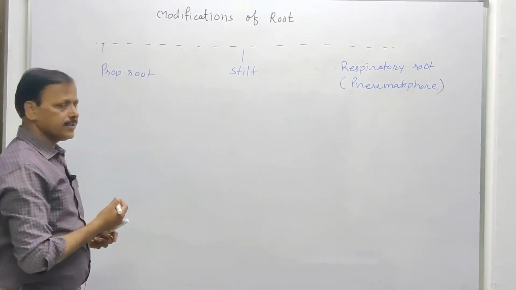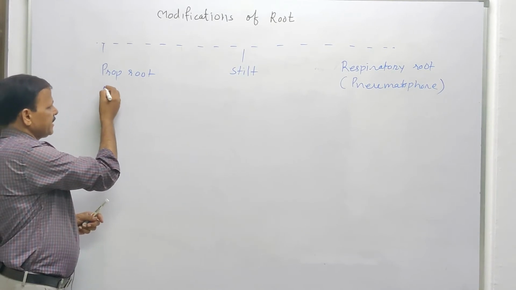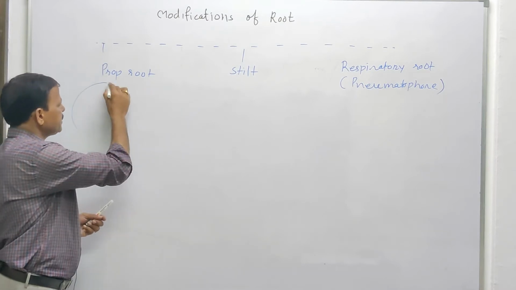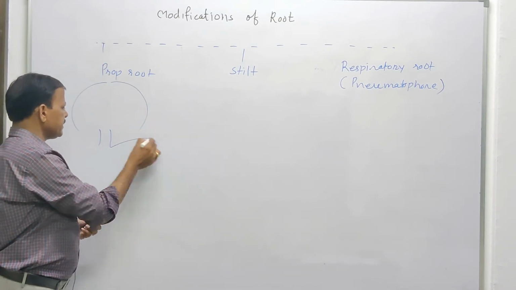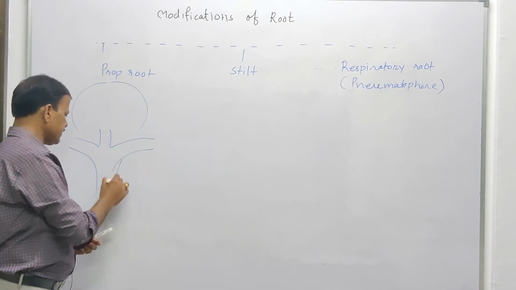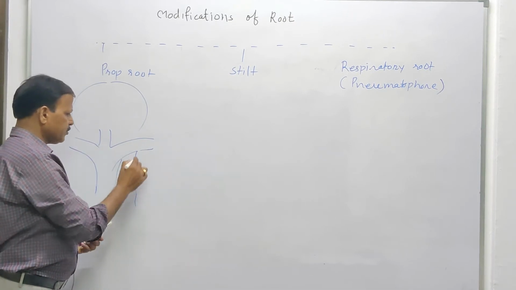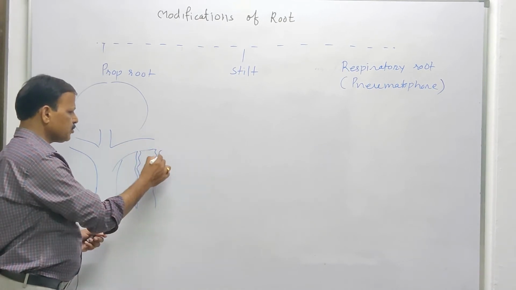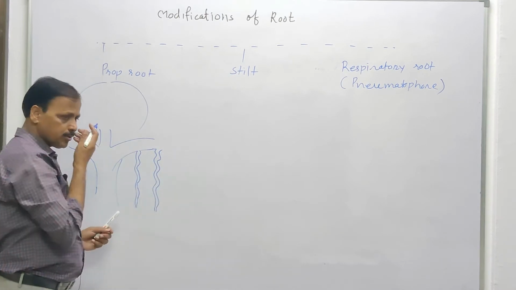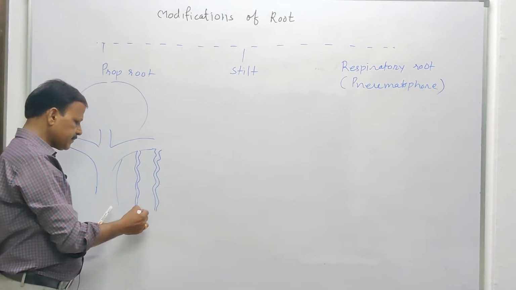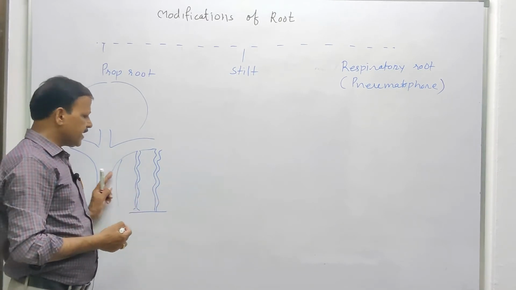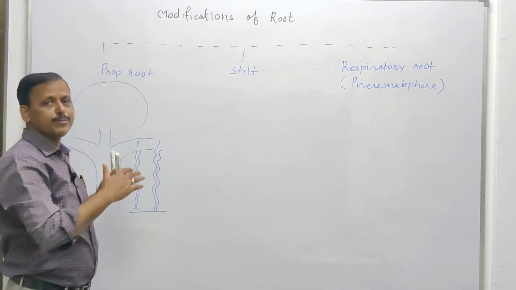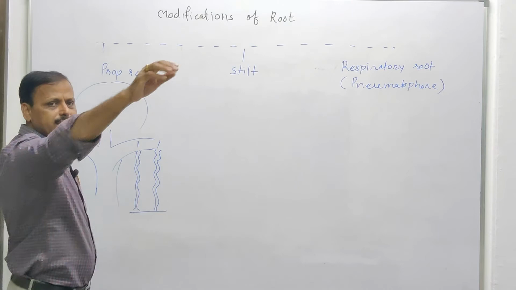This prop root is found in banyan tree that develops from nodes of the branches, as you have seen. Suppose this is the banyan tree, and these are the branches of the banyan tree, and this is the trunk. Here, those roots which hang down grow geotropically from the nodes of the stem. Later, in the late age, they get stumped inside the soil, so that they also feel like a main trunk. They arise from nodes of the branches to give extra support to the banyan tree, since its canopy is very widespread.